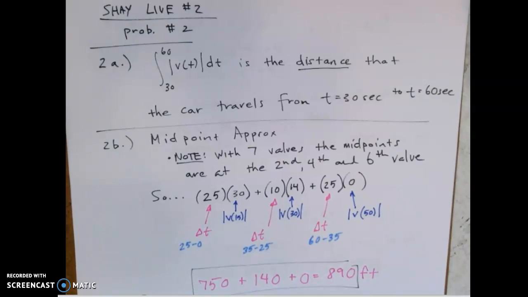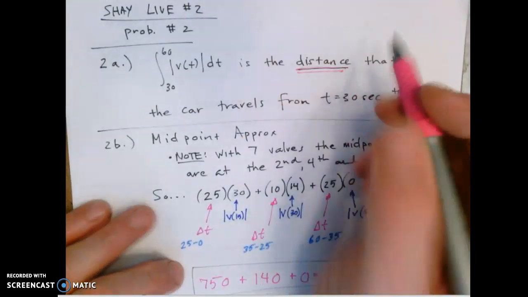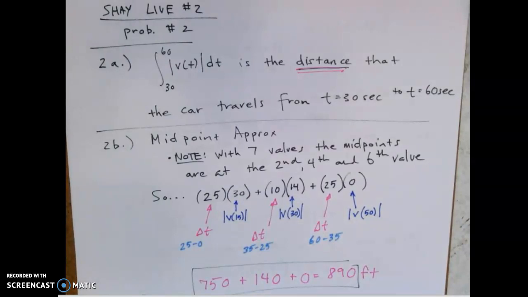Using appropriate units, explain the meaning of the absolute value of the velocity function from 30 to 60, and that means we're talking about distance. Not displacement. We're talking about total distance traveled.